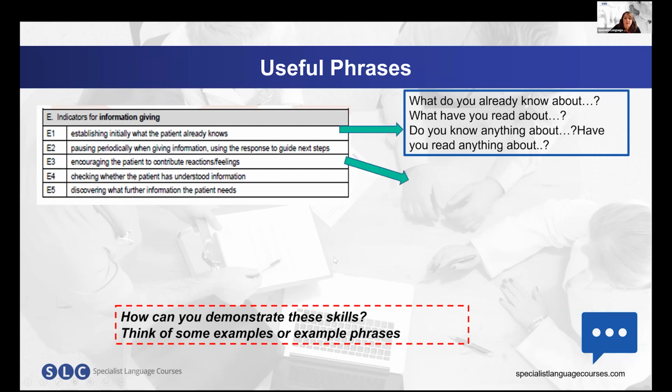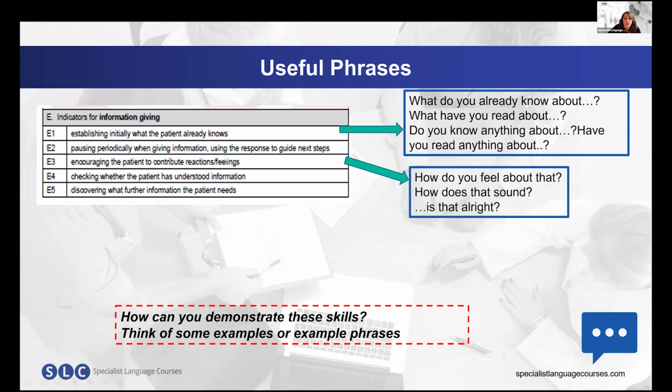Make sure that you ask the patient to contribute their feelings. So similar to ICE, we're asking about ideas, concerns, and expectations. Also, when we're giving information, we're asking them to contribute feelings. For example, how do you feel about that? And does that sound all right?